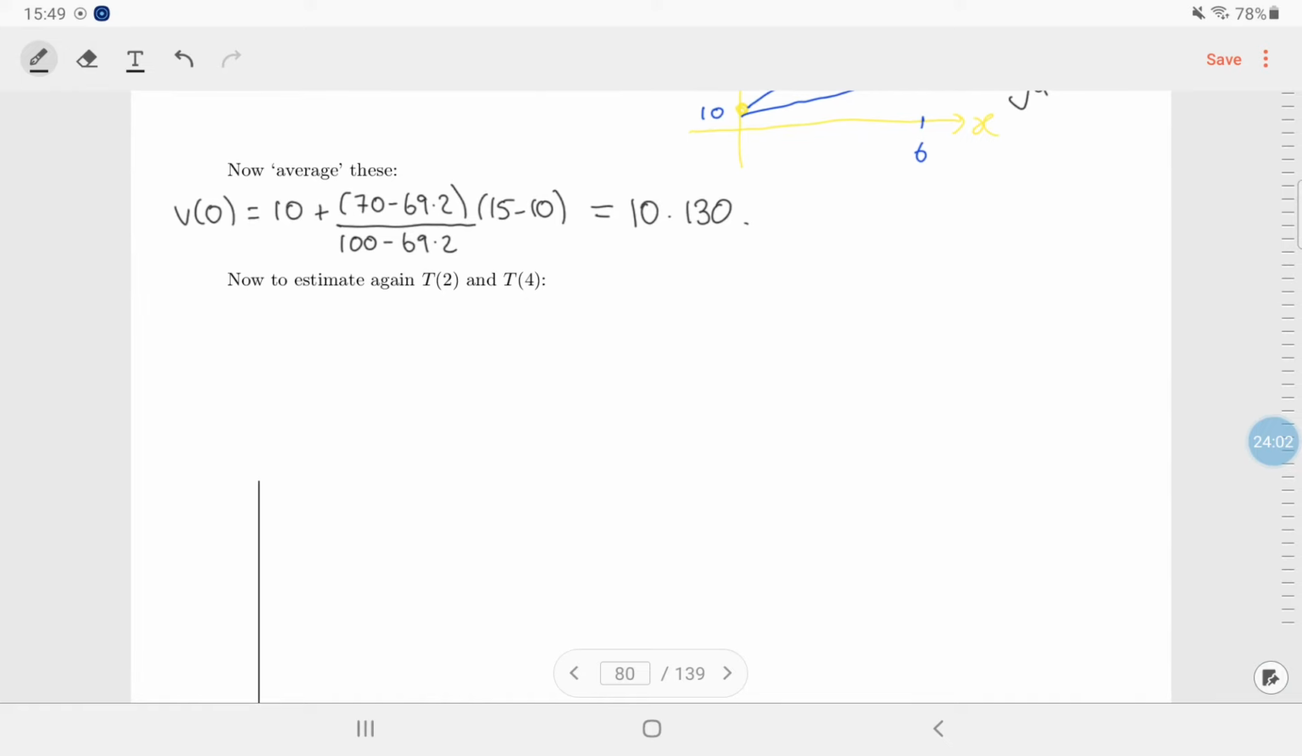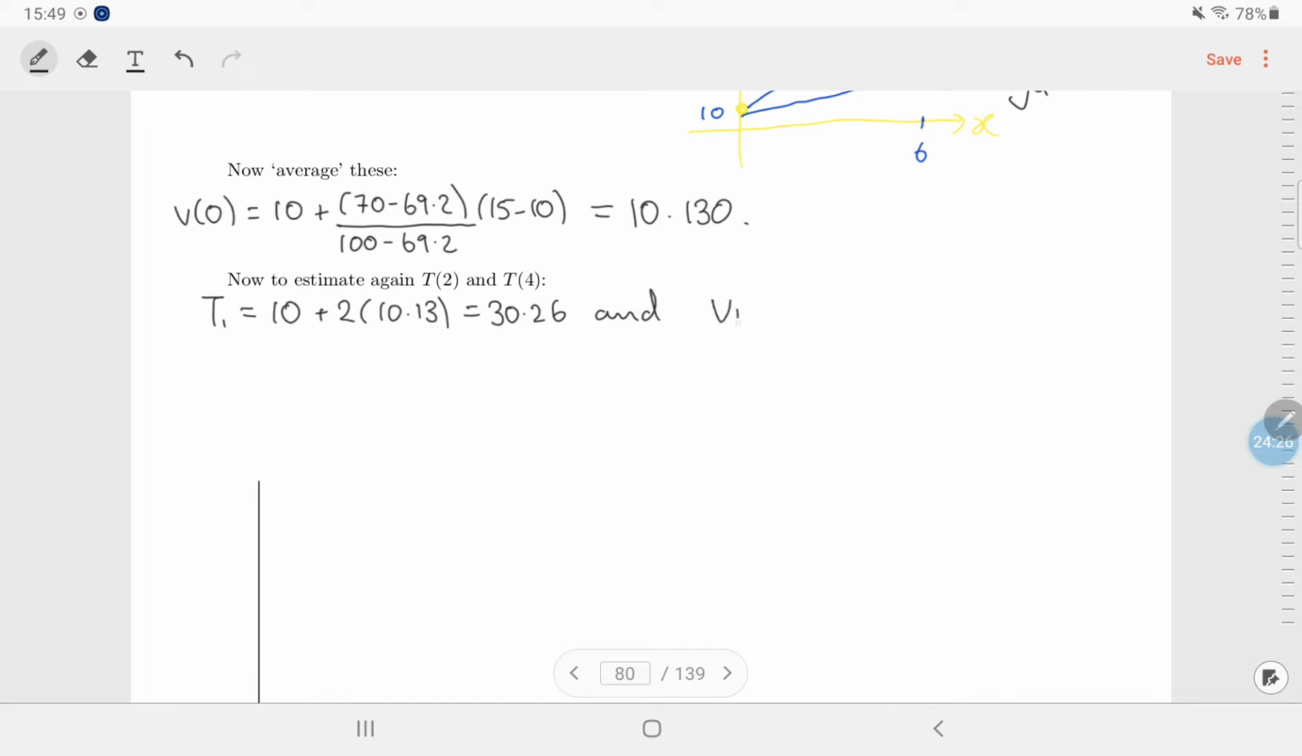So we go again. So T2 is approximately T1, which is the previous temperature, which is 10, plus the step size, which is 2, times the previous slope, 10.13. So we get 10 plus 2 by 10.13, and I get 30.26.